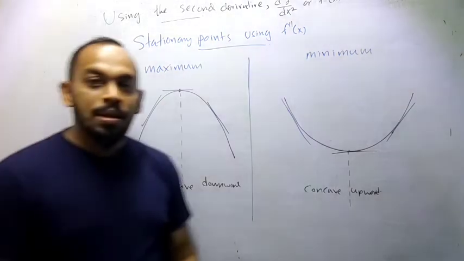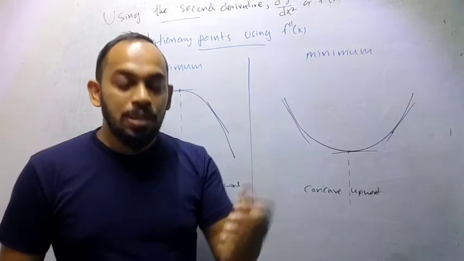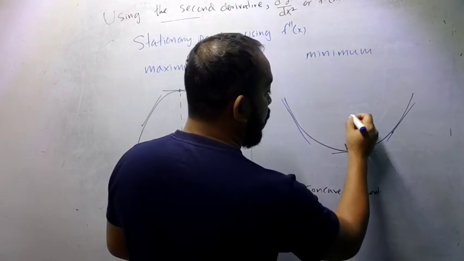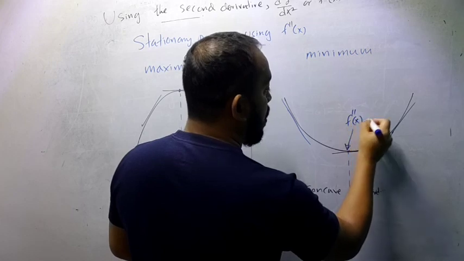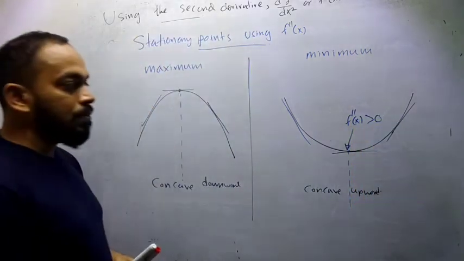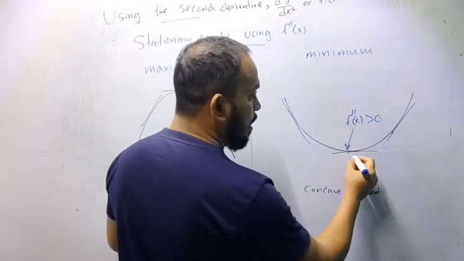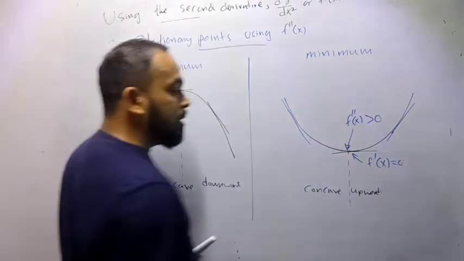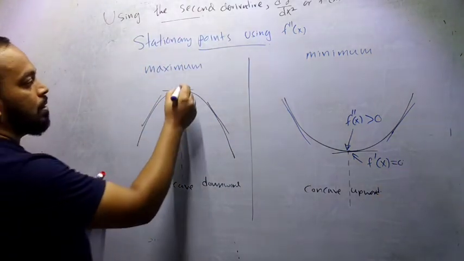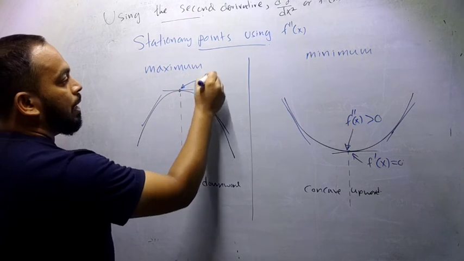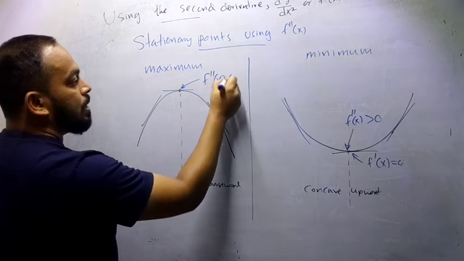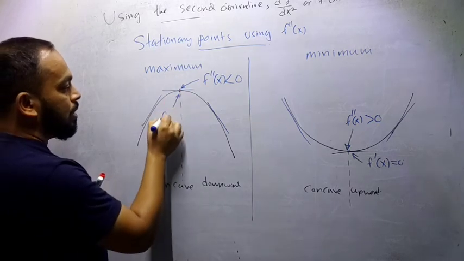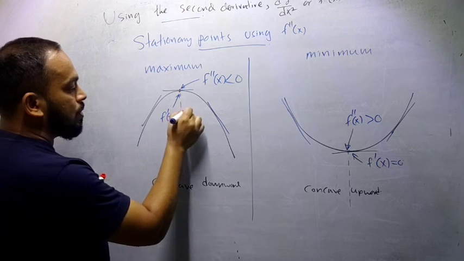So what happens? If it is concave up, up means positive. At this point, your f double prime of x must be positive, right? At this point, and at this point, f prime of x is 0. You know this already. Here, at this point, f double prime of x is negative because it is concave downwards. Also, at this point, your f prime of x is 0. So this is a summary.